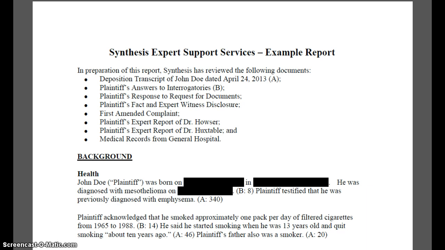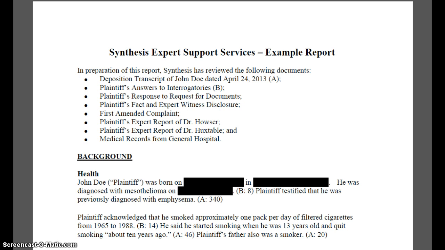What you now see at the top of the page is the beginning of a Synthesis report, where we list the documents reviewed while creating the summary. Of particular note is that we cite each sentence in the report to the source document in which we found the information. Depending on the case, the report may include information from a variety of sources, including depositions, interrogatories, medical records, and Social Security records, among others.